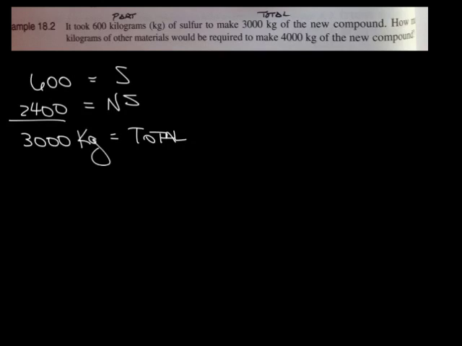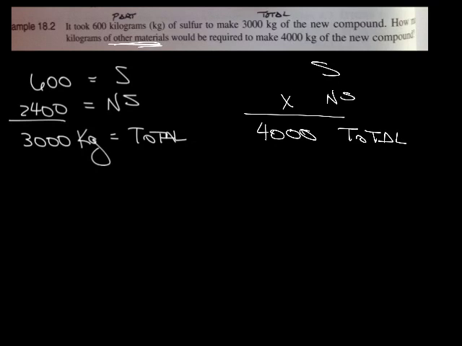Alright, what else do we have? They're giving us, in the problem, how many kilograms of other materials. So we've got sulfur plus not sulfur. That's going to give us 4,000 total. So they're saying, okay, so if we take sulfur and not sulfur, added them together, we get 4,000. This is what we're looking for. This is the other materials that would be required to make 4,000 kilograms of the new compound. So we don't even care about the sulfur here. So if we don't care about the sulfur, then we can get rid of it there and there.